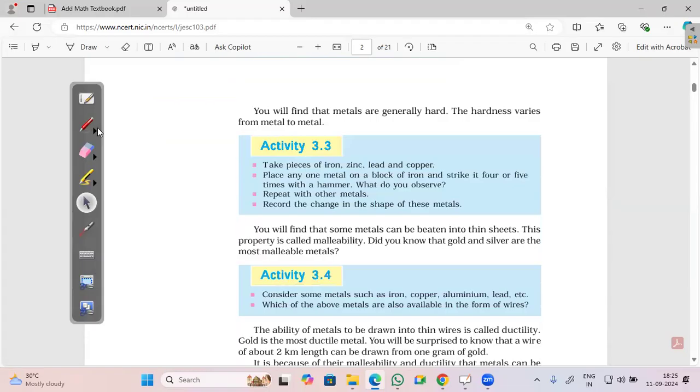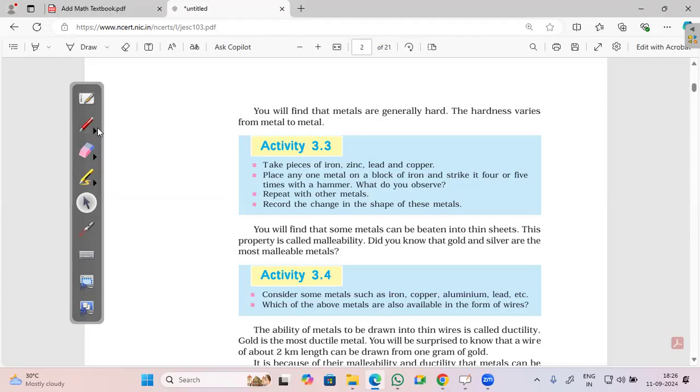So you'll find that metals are generally hard. The hardness varies from metal to metal. Which metals are there which are not hard? They are soft. Sir, all the alkali metals, like potassium, sodium, cesium, francium. Okay. These are the elements which are soft, the alkali metals, that means elements belonging to group 1. They are all soft metals.